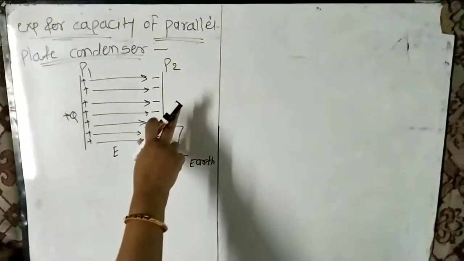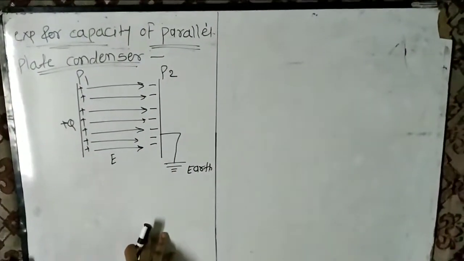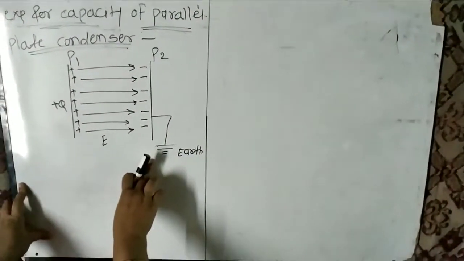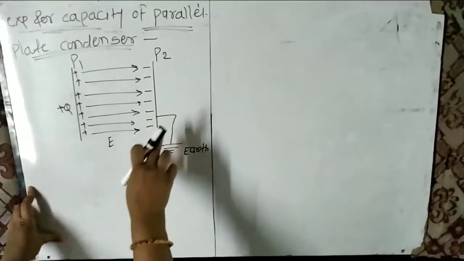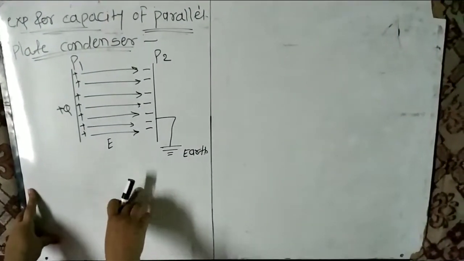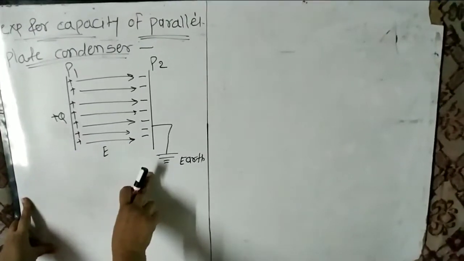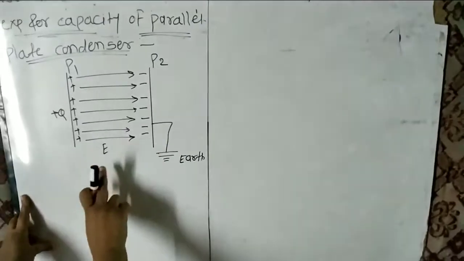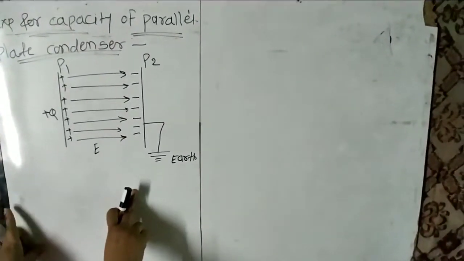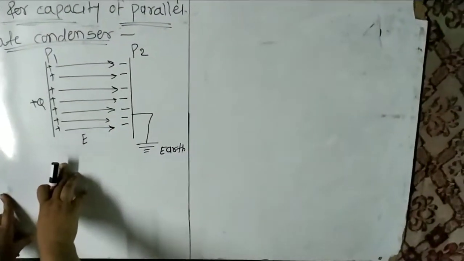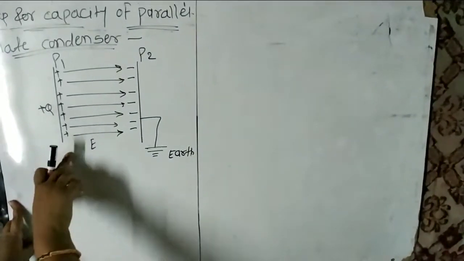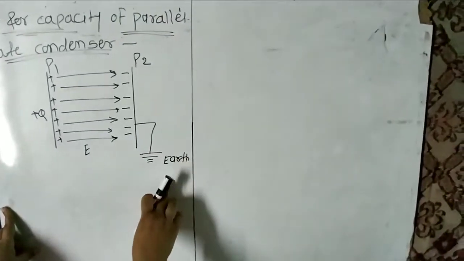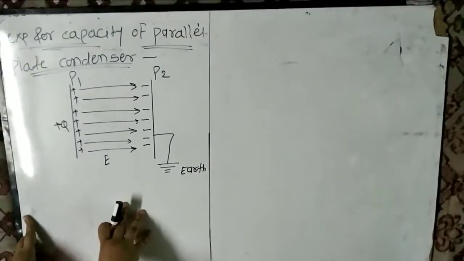Expression for the capacity of a parallel plate condenser. This is the figure. Consider a parallel plate condenser with two plates P1 and P2. Let A be the area of each plate and small d be the distance between the two plates. Now plate P1 is positively charged, that is plus Q, and plate P2 is attached to the earth, as shown in figure A.